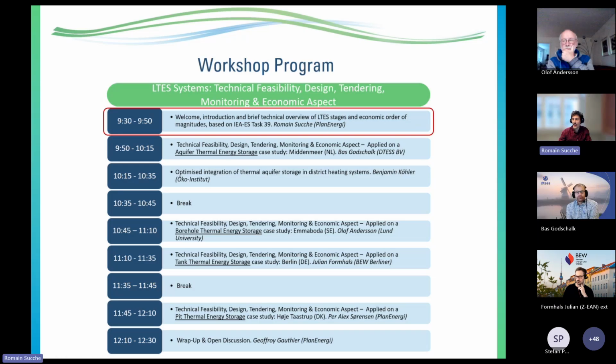deliverables. Afterwards, we're going to go through 4 concrete examples of LTES technologies: ATES, PTES, TTES, and PTES. And we're going to go through different phases of the project, so technical feasibility, design, tendering, and monitoring, as well as some economic aspects for each of those technologies. And on top of that, we'll have a presentation from Benjamin about the optimized integration of thermal aquifer storage in district heating systems.